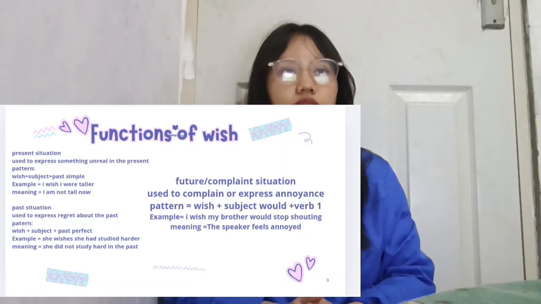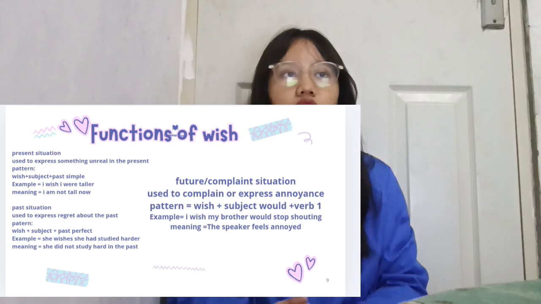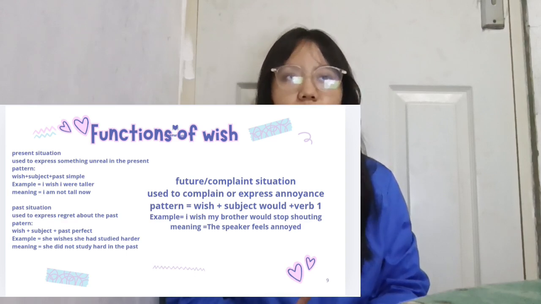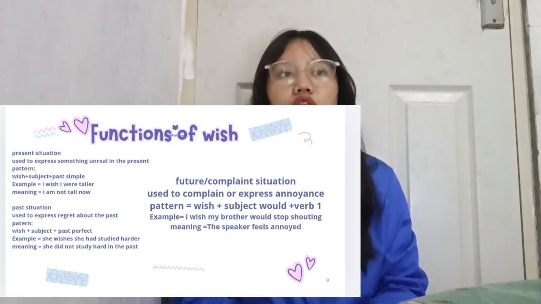Function of wish. Present situation: used to express something unreal in the present. Pattern: wish plus subject plus past simple. Example: I wish I were taller. Meaning: I'm not tall now.